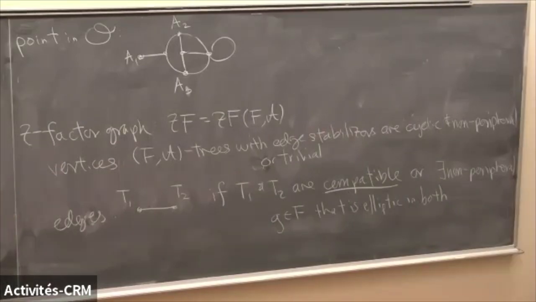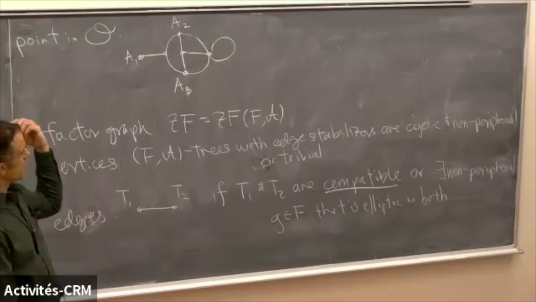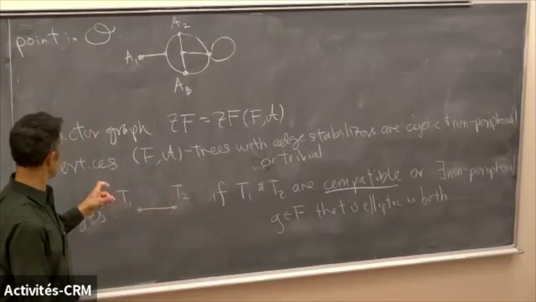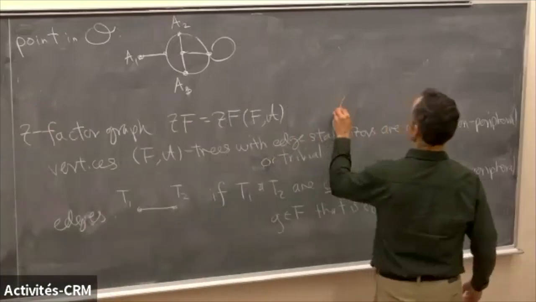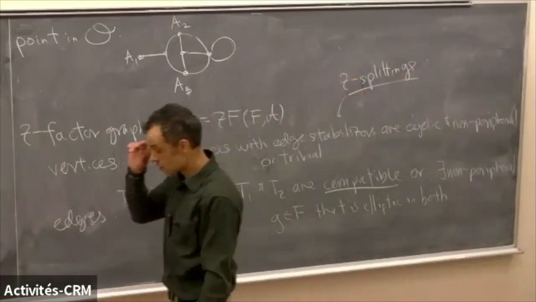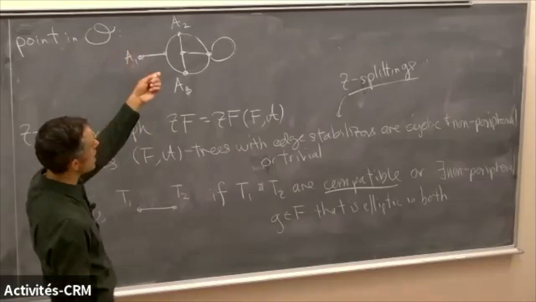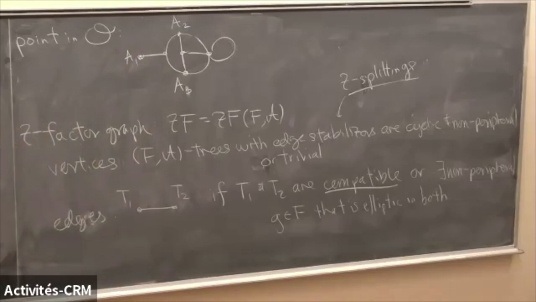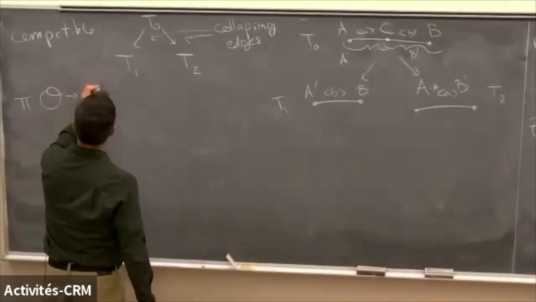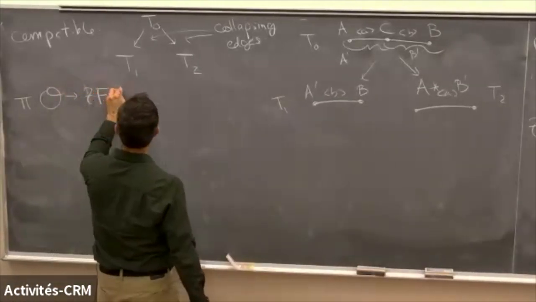Okay, so there's a natural map from the relative outer space to the Z factor graph, right? One of these relatively free trees is in fact, I didn't give a name to these, these are what are called Z splittings. So one of those points in the outer space is a relatively free tree, and that's the Z splitting, because I'm allowed to have trivial edge stabilizers. So really, there's a natural map from the outer space to the Z factor graph where you just forget the metric. This map pi from outer space to the Z factor graph is just: forget the metric.